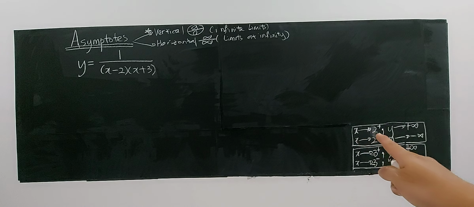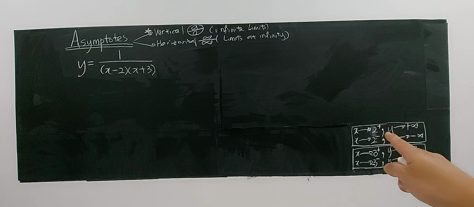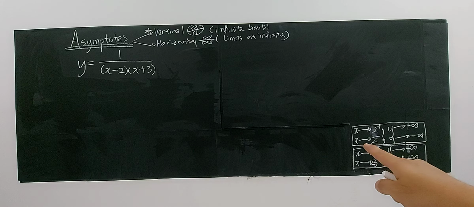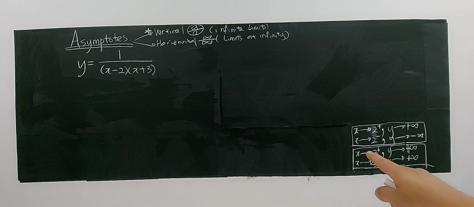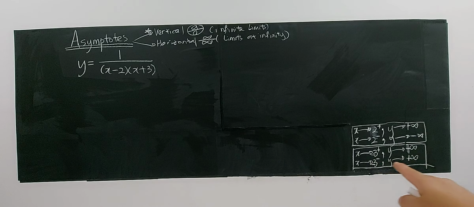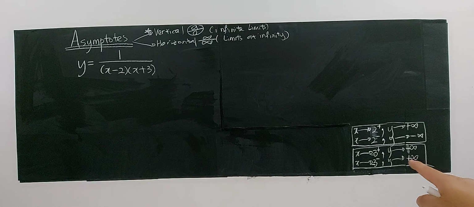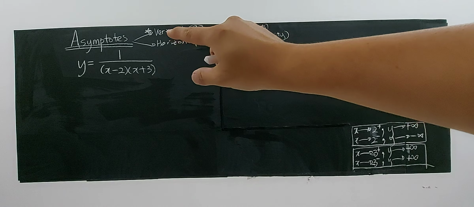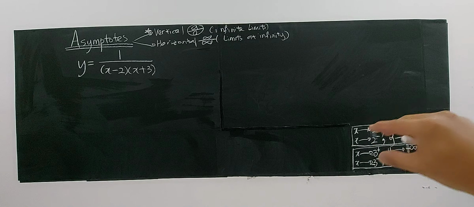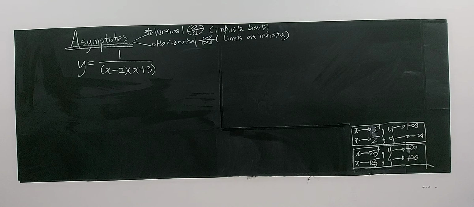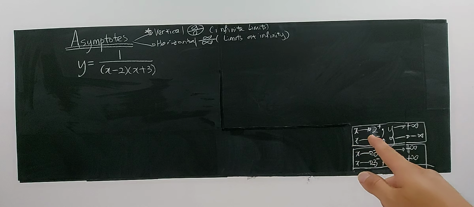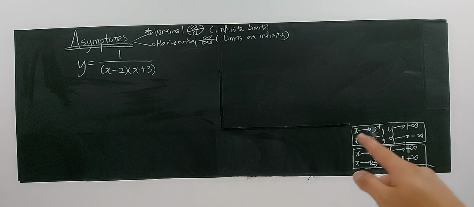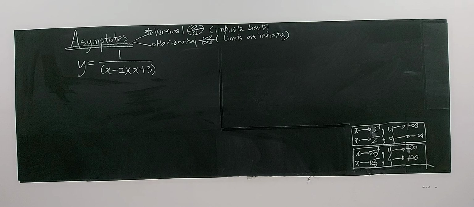If the limit as x approaches 2 from the right, you're getting positive infinity. From the left, you're getting negative infinity. From the right of negative 3, you're getting negative infinity, and from the left, you're getting positive infinity, right? Just now I evaluated to find the vertical asymptotes. Now this is the outcome here. So I know that x equals 2 is a vertical asymptote, and x equals negative 3 is a vertical asymptote also. Both of these are vertical asymptotes.